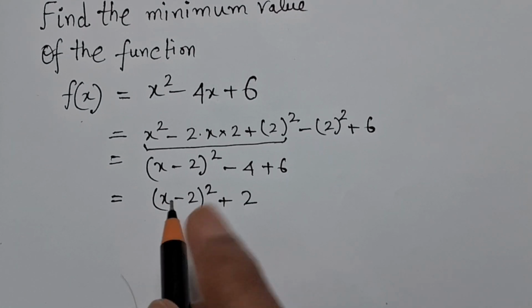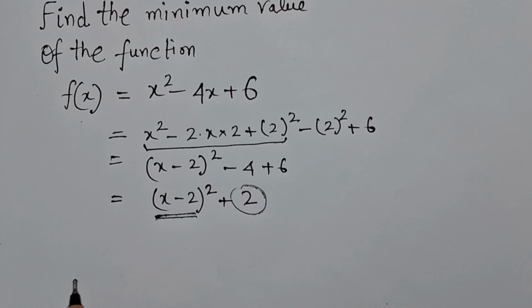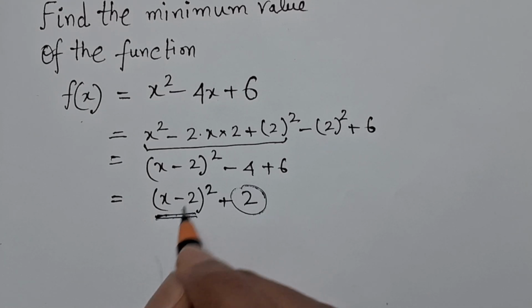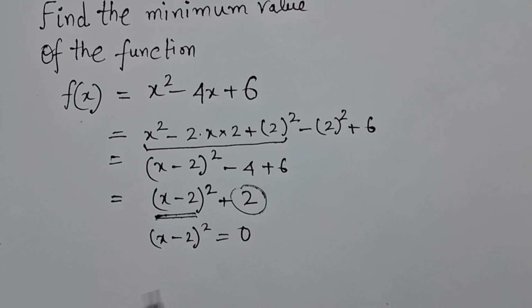Now this is a pure whole square term and this is a constant, right? So for f(x) to be the minimum, the whole square term, that is x minus 2 whole square, must equal 0, right? So if this term equals 0, then the minimum value of f is equal to 2.